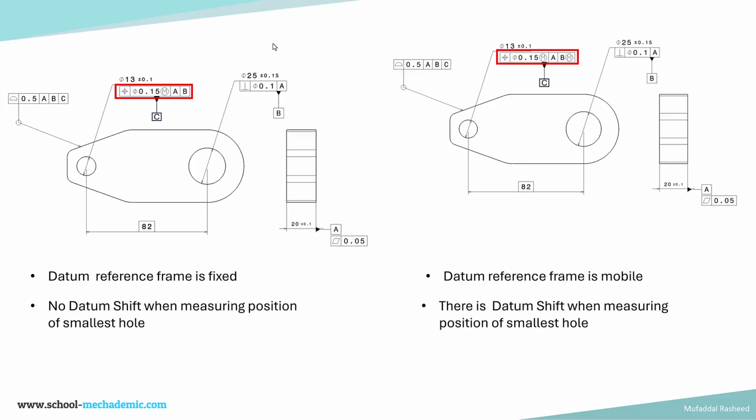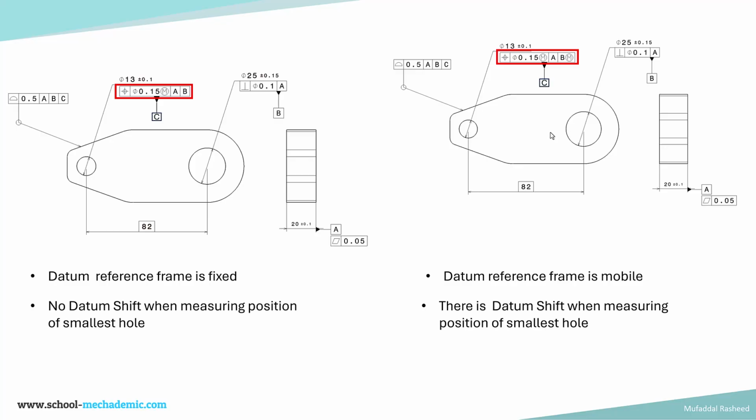What do we mean by a mobile datum reference frame? It means that the point of measurement of the smaller hole, that is the center line or the axis of this hole, which is used as the measurement reference of this hole, can actually change. So the reference which is used to measure the position itself is mobile. It is not fixed. Whereas on the left hand side, this reference is fixed. Over here, the point from which we are measuring the location of this hole is itself moving.